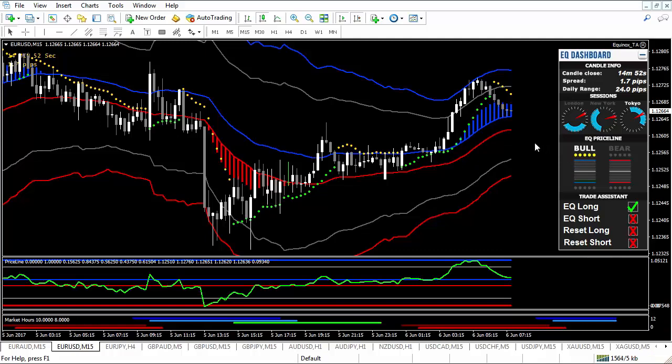Now, of course, in the members area, we'll explain that a little bit more. And right now, we are essentially looking for a long trade. We are looking for an equilibrium long. And that is right now the highest probability setup. We're looking potentially for an equilibrium long trade.